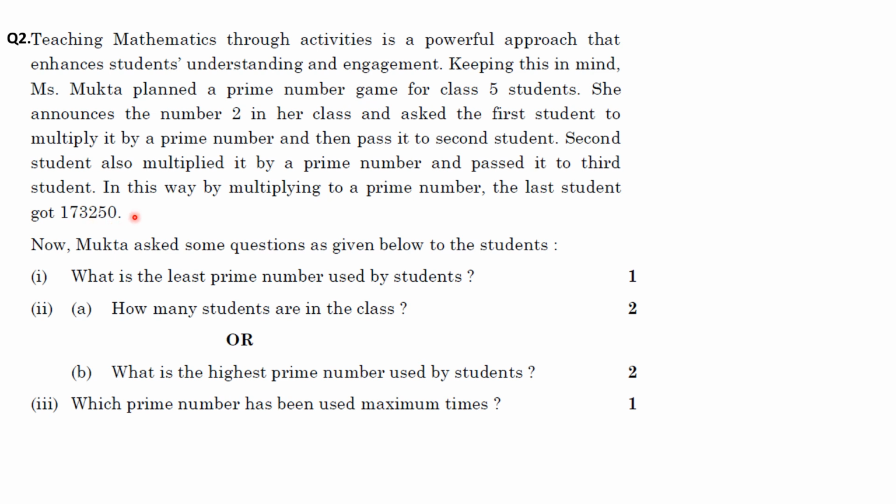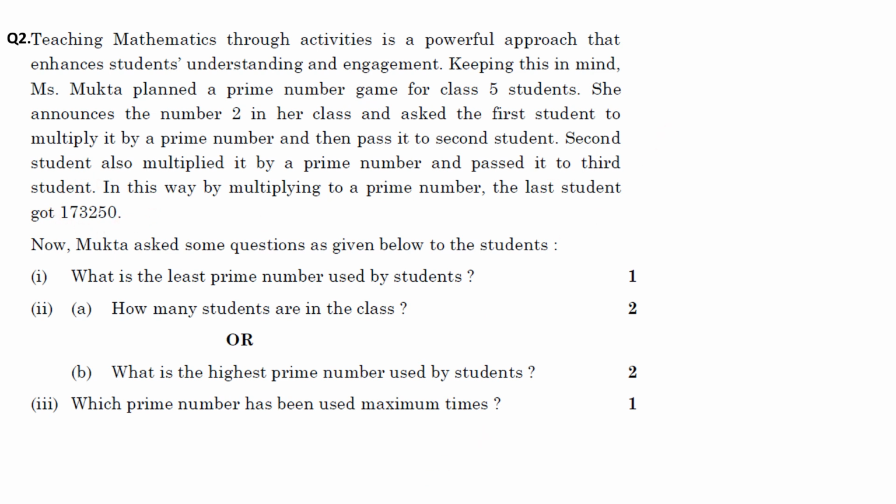173250 as the number. Now Mukta asked some questions based on that, and the question is, what is the least prime number used by the students? Now to solve this, first we have to do the prime factorization of 173250.